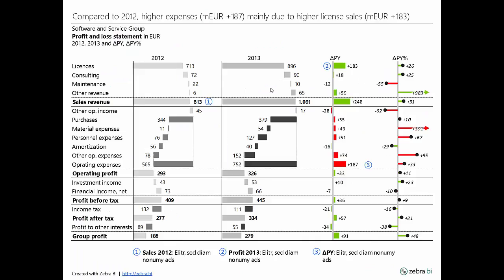So we are now going into a little bit more complex examples. This is a very famous type of report, an IBCS compliant report, which is almost a classic. It's a typical profit and loss statement. So we have licensing, consulting, maintenance, and so on. We have certain revenue which adds up to sales revenue, and then we have some other operating income. And now we have the costs.